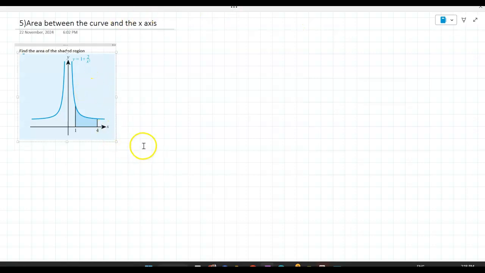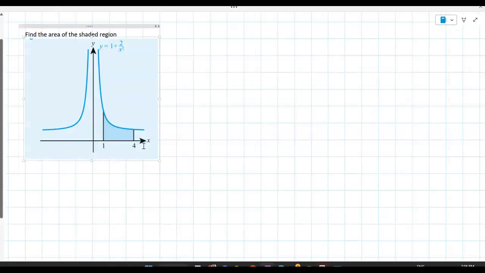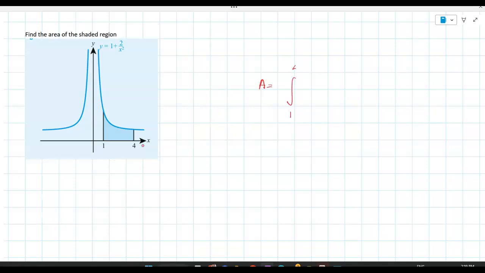Okay, find the area of the shaded region. By the way, when you're doing this on your calculator and paper, make it a point to write the expression. You write area, 1 to 4, 1 plus 2 upon x square dx. If you wanted to find this without using the calculator, you can integrate this one by hand. You can integrate and put upper limit minus lower limit.